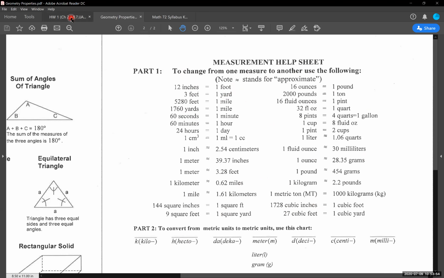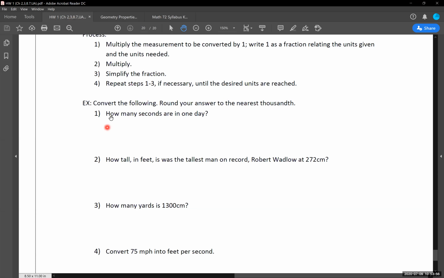So let's take a look at our first example that we have here. Convert the following. Round your answer to the nearest thousandth. So how many seconds are in 1 day? So this is our first one we're going to start with. Now I'm going to jump us over to our whiteboard, blackboard. I keep getting that back and forth there. I'm going to jump over to the blackboard, and we are going to go through our process for converting seconds in a day, or 1 day into seconds in that regard.